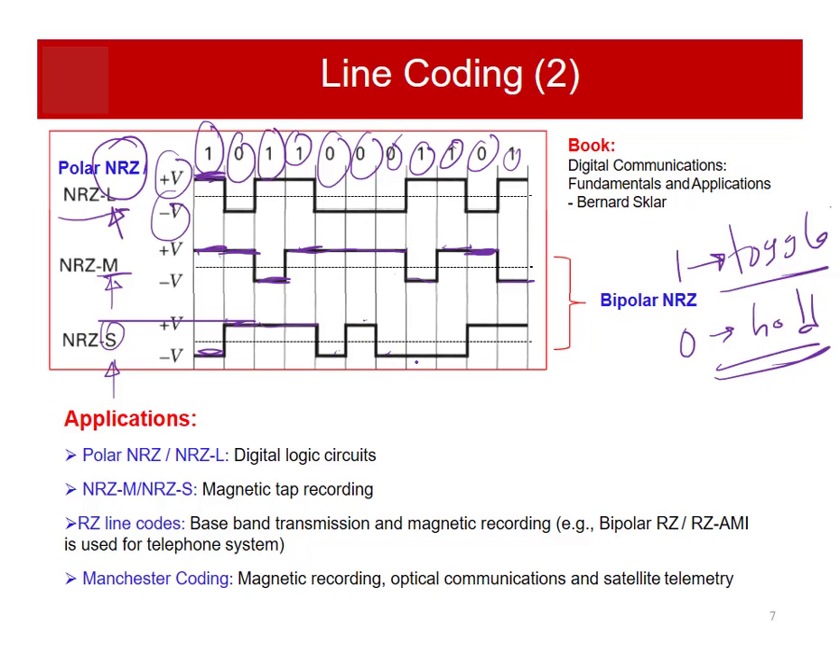There are two ones here, so you hold the value. Then again 0 and 1, so toggle the value to plus V, and the last one means you just hold the value at plus V. That's all. So there are some uses of these line coding techniques. That's all for line coding, and this ends the lecture.